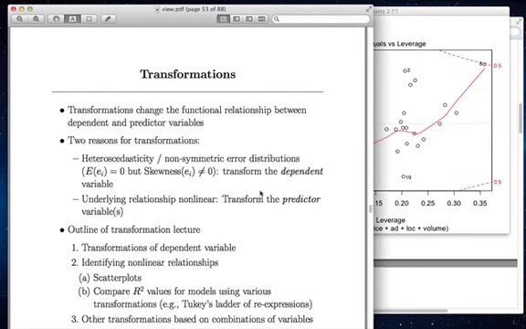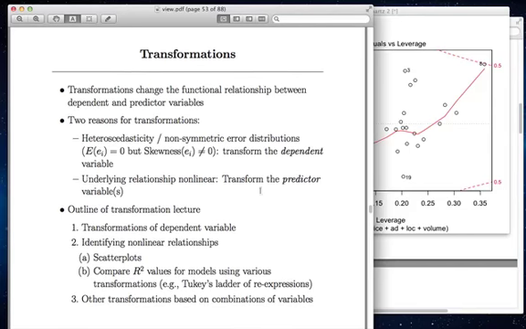Okay, so what are transformations? Transformations are going to change the relationship between the causal variable or variables and the dependent variable. Now, when it comes to transformations, there are two reasons why we use them, and those two reasons correspond to the plots I just showed you. Either you have heteroscedasticity, and perhaps you also have an underlying nonlinear relationship.